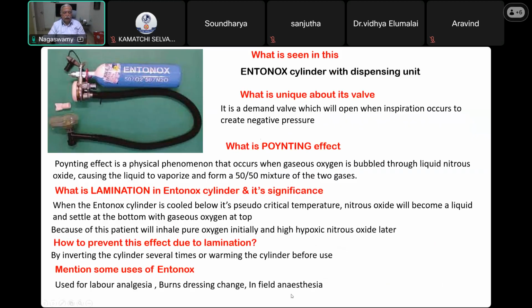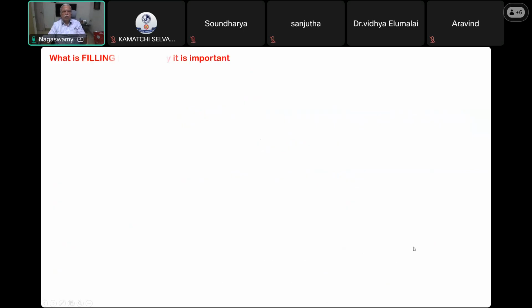And in field anesthesia, whenever there is a mass casualty and you want to extricate people from the debris of collapsed buildings or railway accidents and all that, to prevent them from suffering from pain when they are being extricated from debris, you can use that. So these are the uses of Entonox.